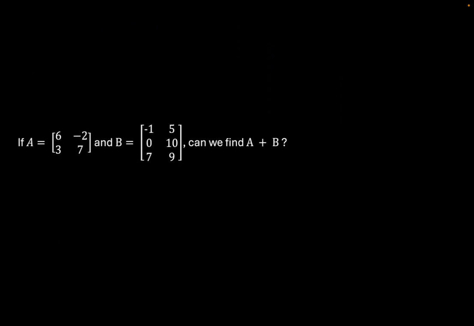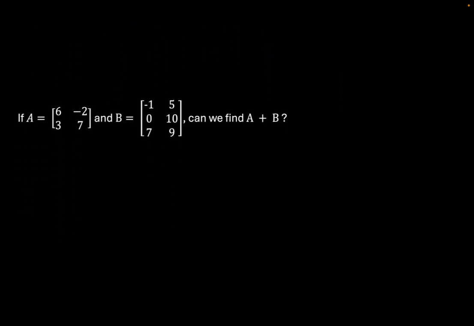What if we had these two matrices, matrices A and B? Now the question is, can we find A plus B? So can we add A and B together? Well, I'm looking at matrix A and I'm seeing that it is a 2 by 2 matrix. And then I'm looking at matrix B and I'm seeing that it is a 3 by 2 matrix. So I'm noticing that A and B do not have the same dimensions.